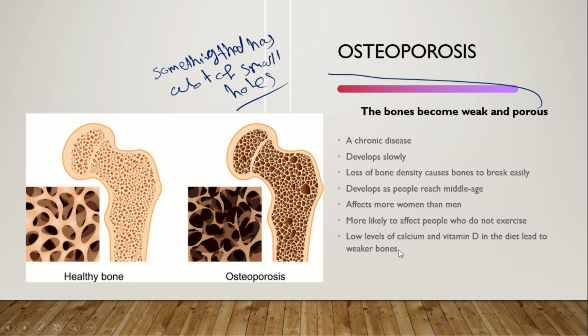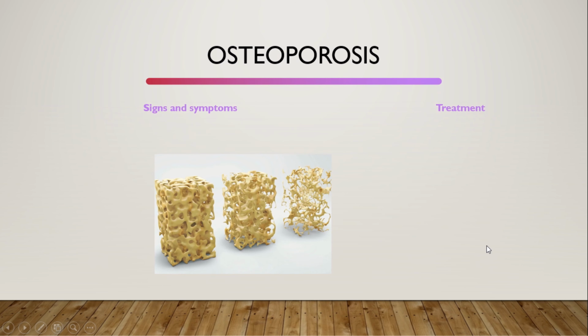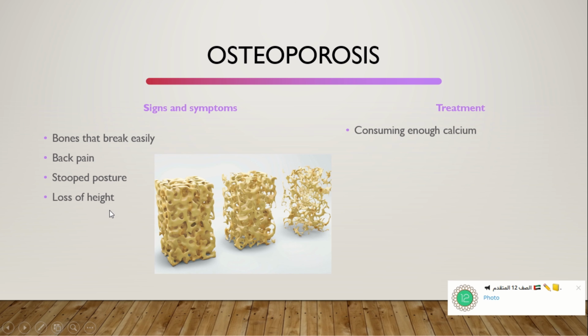A low level of calcium, so their calcium level is low. Vitamin D is low in the diet they follow. This leads to weak bones. Osteoporosis signs and symptoms: bones that break easily. Back pain. A stooped posture, where the back is curved. Loss of height, so they lose some of their height.